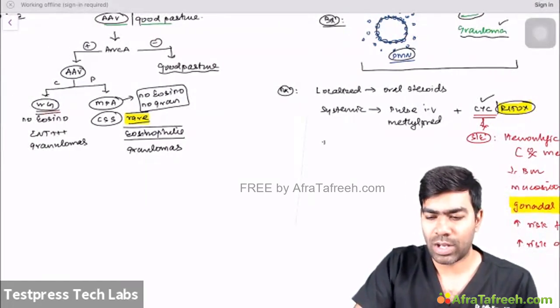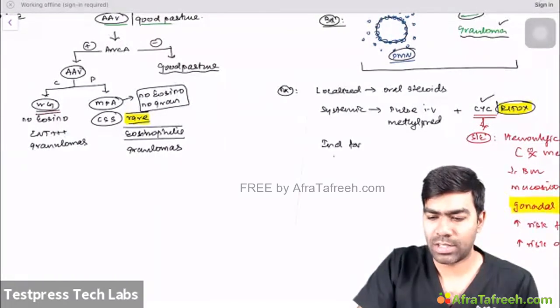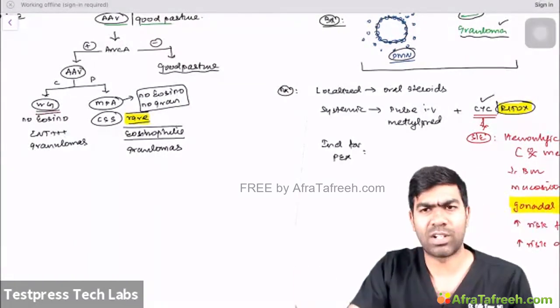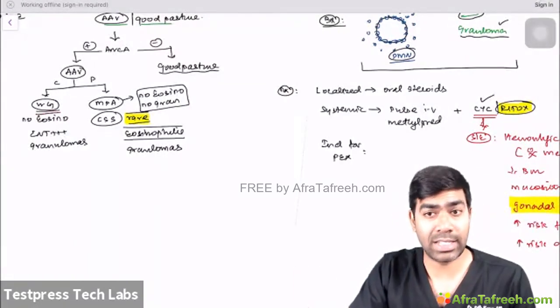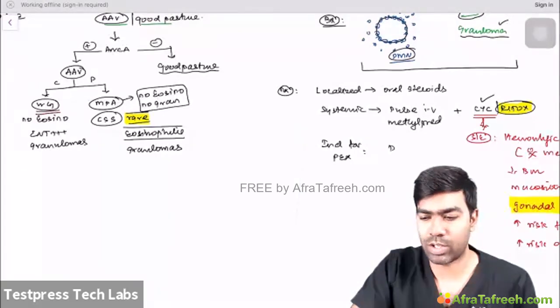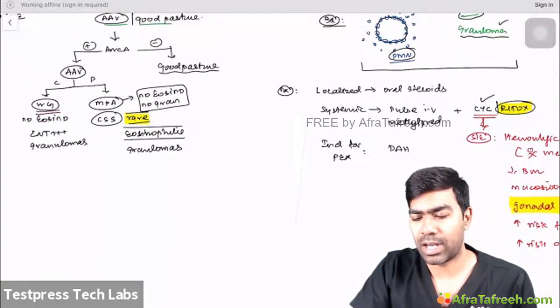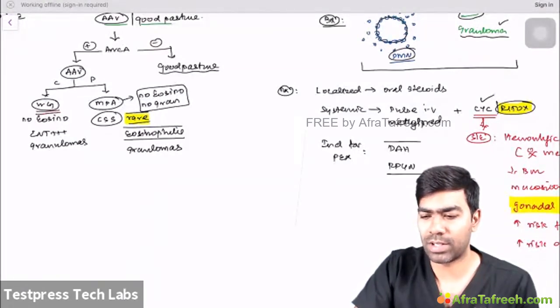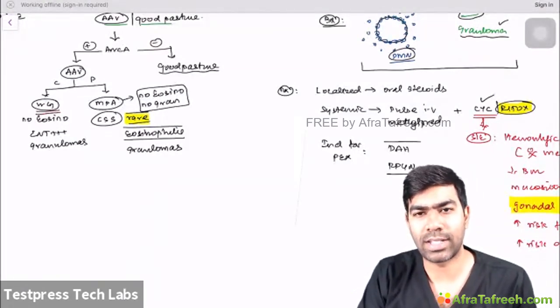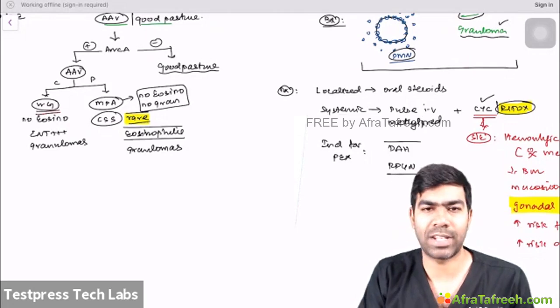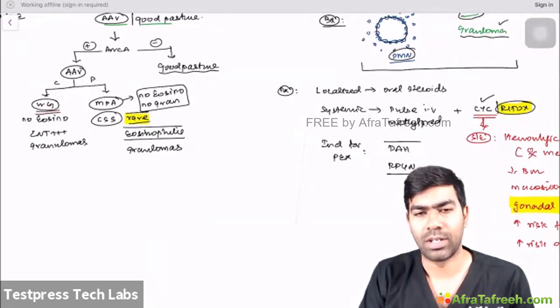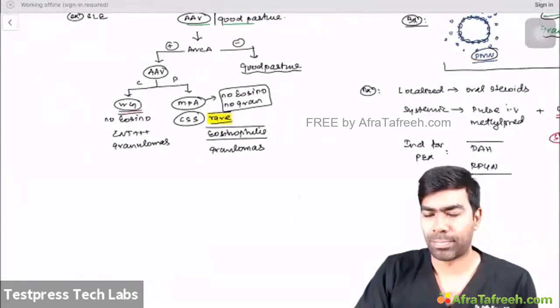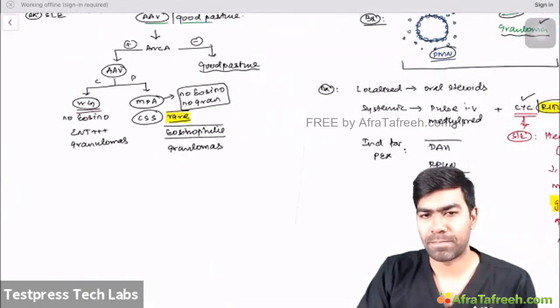But they will ask you what the indications for plasma exchange in vasculitis are. It's the same as that of SLE. Only two indications as far as vasculitis is concerned. One is going to be diffuse alveolar hemorrhage, and the second is going to be your RPGN, that is crescentic glomerulonephritis. So these are the only two indications as far as plasma exchange is concerned. That's all. Okay.